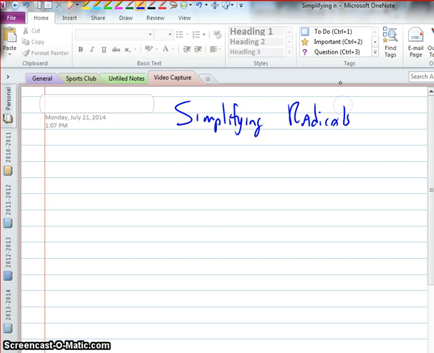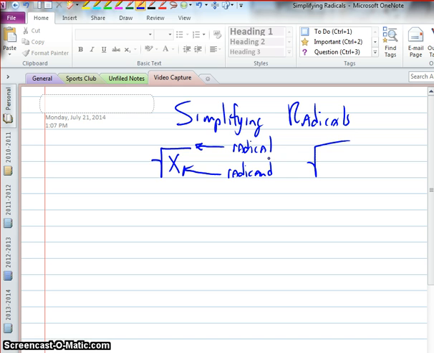So what is a radical? You've seen the radical sign. You've heard of it as a square root term. Sometimes there's a variable, sometimes there's a number inside. This is called the radical, that goofy looking shaped thing like this. Whatever is inside of it is known as the radicand.